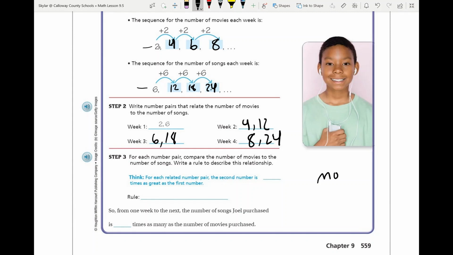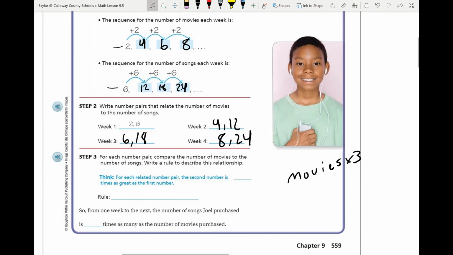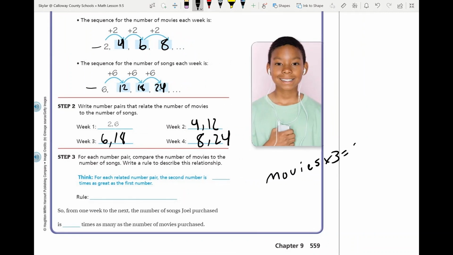So movies times 3 equals songs. And we can try that out. 2 movies times 3 equals 6 songs. 4 movies times 3 equals 12 songs. It checks out. So that works for our rule.